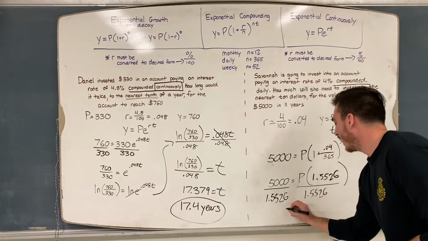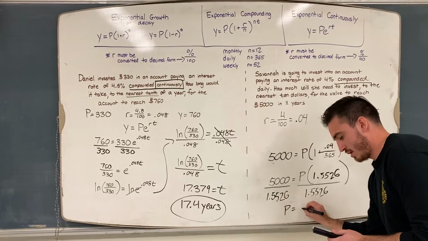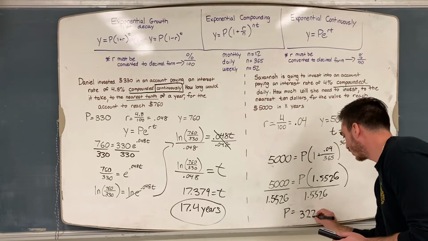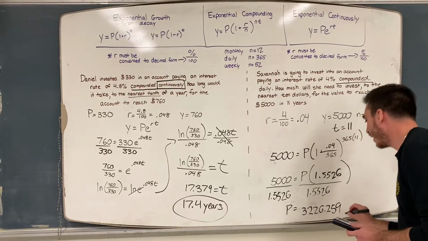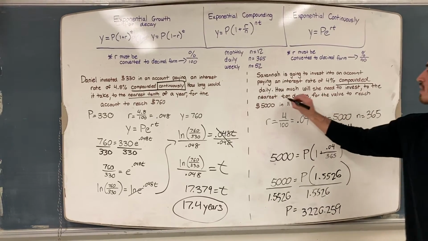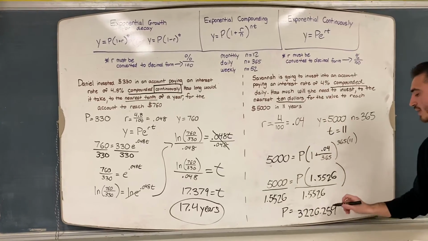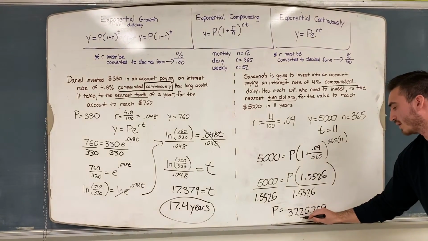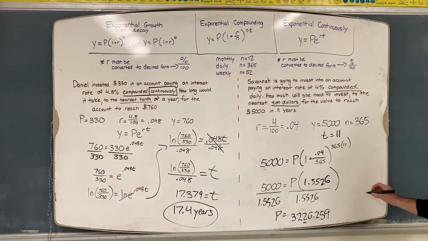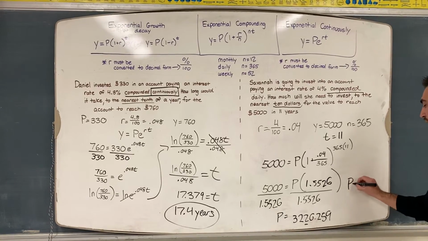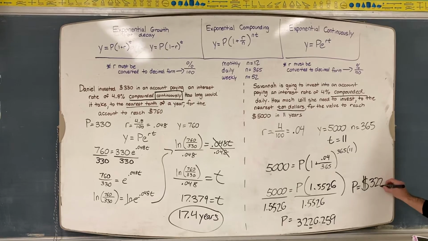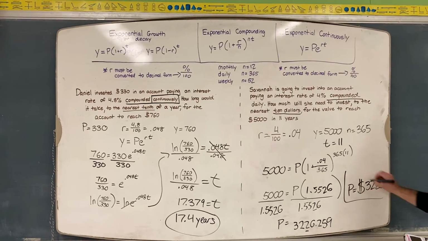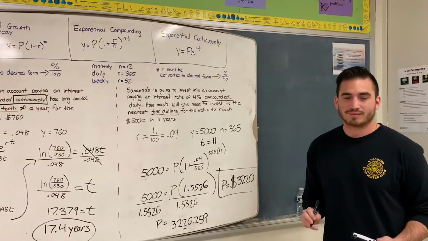So you should be getting a p-value of 3220.259. And because the problem said round to the nearest $10, that means I am rounding to this place, which for us, it already rounded for us. Our final answer is going to be P equals $3220. Woo! Good job.